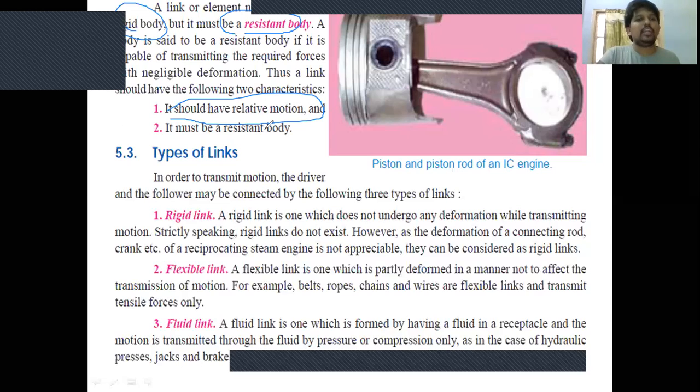One is it should have relative motion between them, and the other is it should be a resisting body for a link to be called as a link.